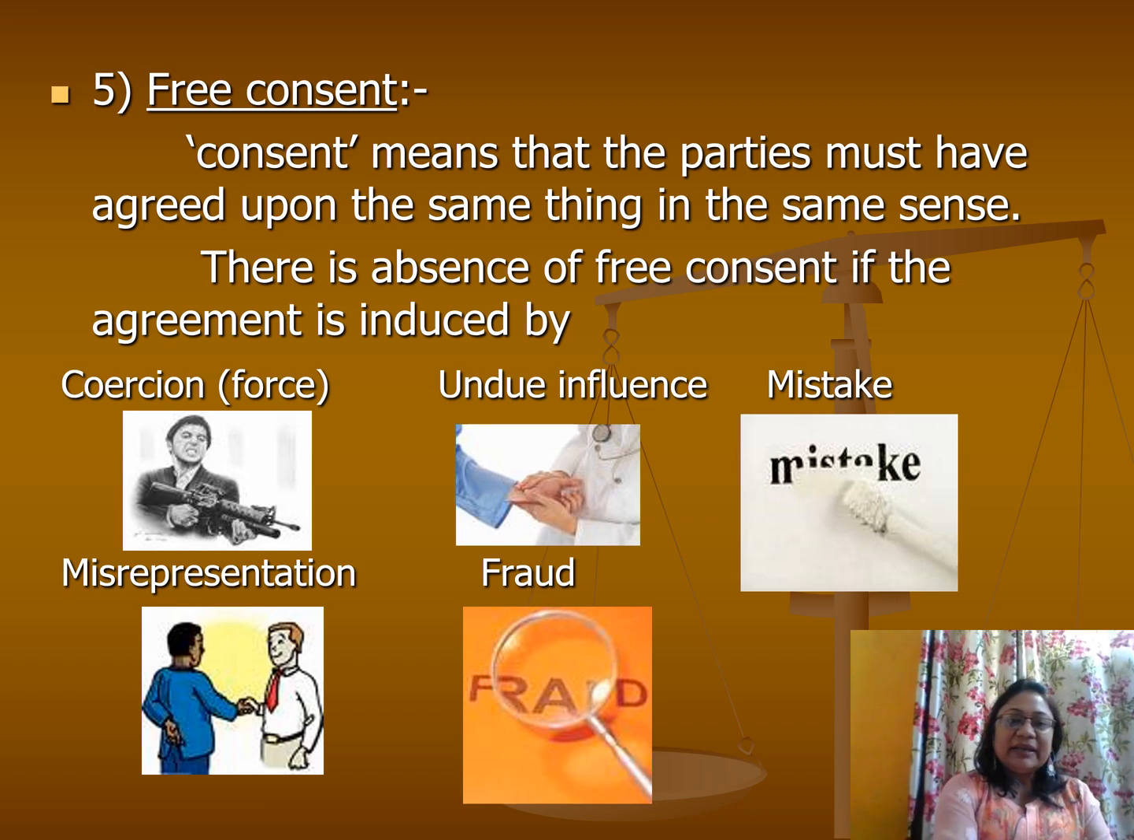The third is misrepresentation. Misrepresentation means representing a fact in a wrong manner or concealing certain facts from the contract. Fraud again implies that there is lack of free consent. And lastly, mistake. So, free consent means that the parties must have agreed upon the same thing in the same sense, and there should be absence of any of these elements while contracting.